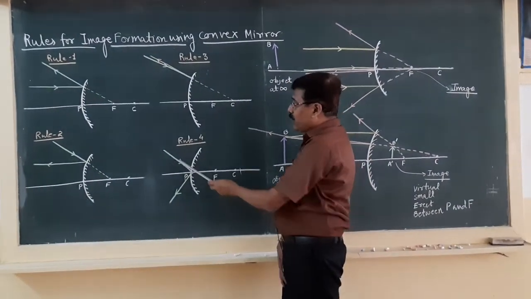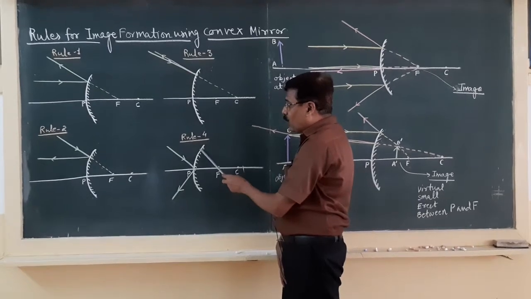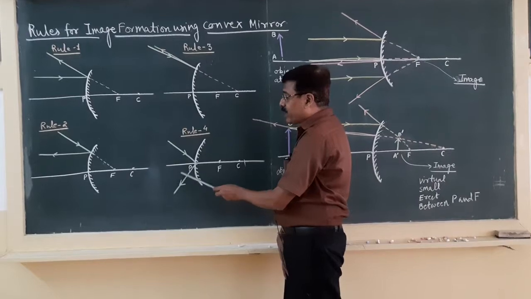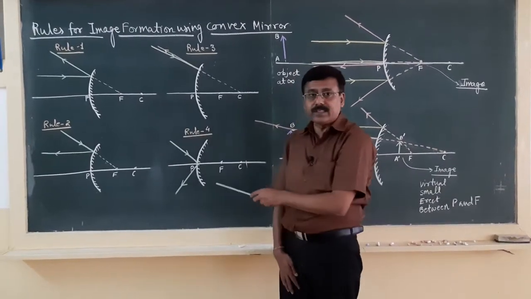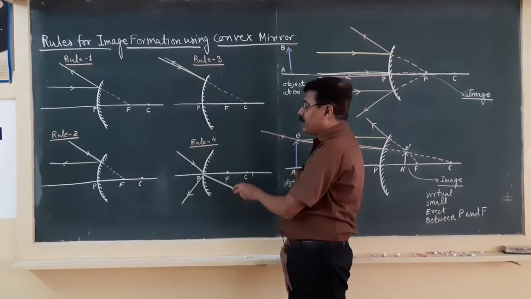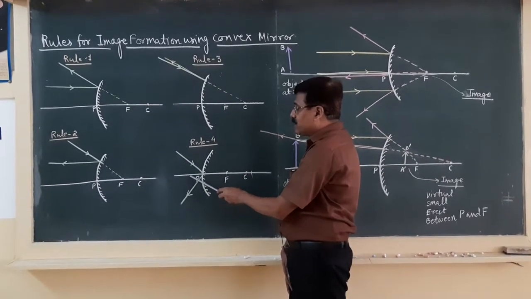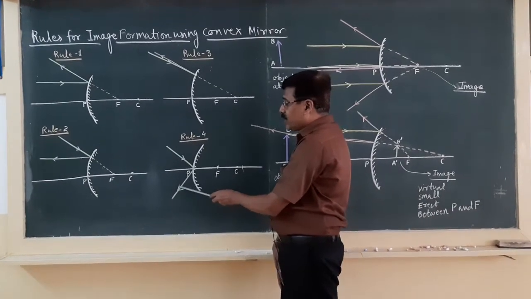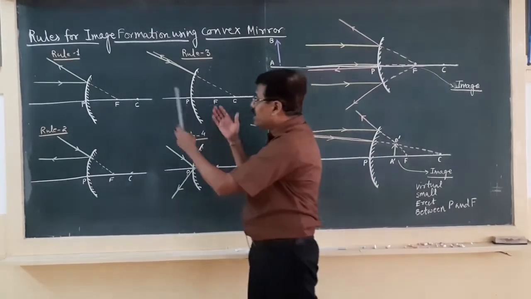Rule number 4, if the light ray is incident at the pole of the convex mirror at a certain angle, it will be reflected back with the same inclination, the same angle. Reason: the principal axis is normal at point P, so the angle of incidence is equal to the angle of reflection. So, the incident ray is reflected back with the same inclination. So, these are the 4 rules.